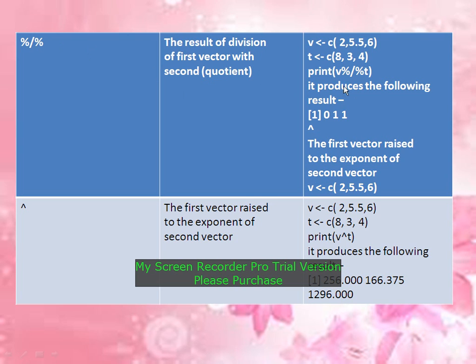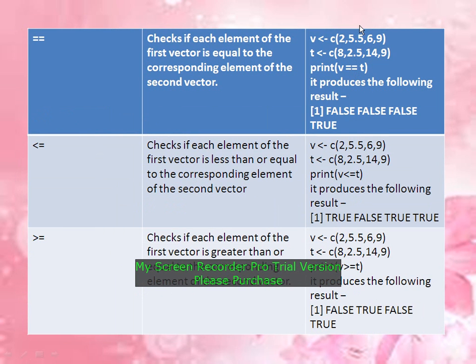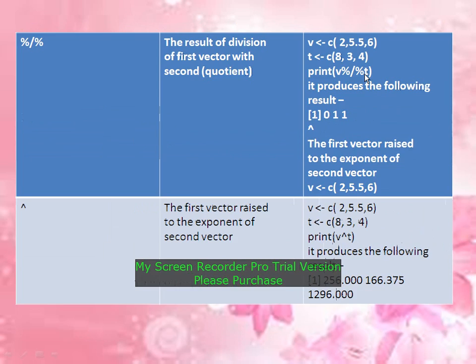So we can consider this operator is used when we want to get purely integer values in quotients. So 2 by 8, 8 cannot divide 2, so the quotient value is 0. 5.5 by 3, so 3 can divide 5.5 one time. So the quotient is 1.